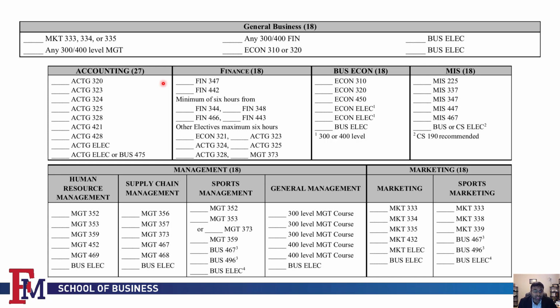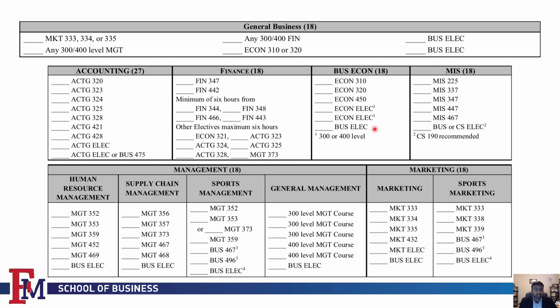So if you're an accounting major, you have 9 classes which you need to finish, 27 hours extra. A finance major has 18 hours. You will notice that a finance major has 2 required finance classes, a minimum of 6 hours from these 4, 2 more from these 4, and then a maximum of 6 hours from these classes. So for example, if you are an accounting major and you have finished Accounting 323 and 324, these 2 will be counted also towards your finance major, and you can do 4 other classes and get a finance double major in accounting and finance.